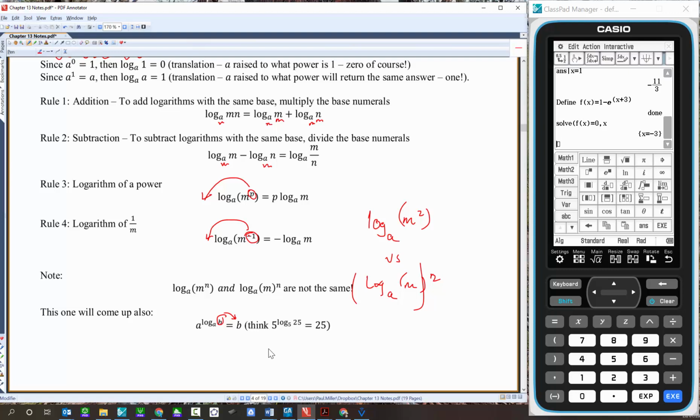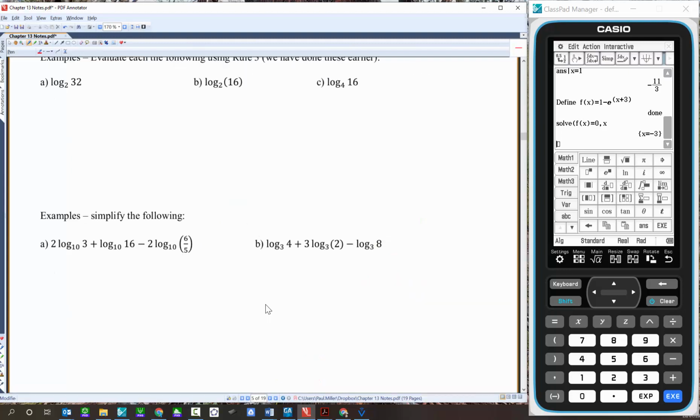Now, why is that the case? Because log base 5 of 25 is equal to 2, so we have 5 squared, which equals 25. Okay, so that's why they are exactly the same thing. It works for every particular variation. All right.